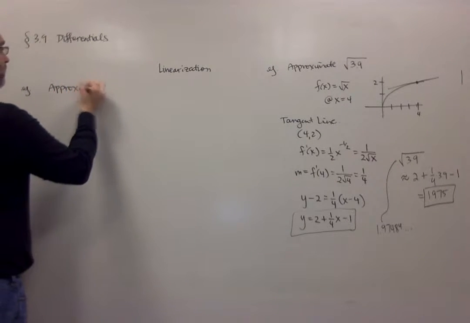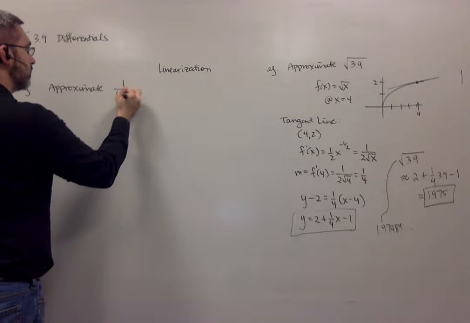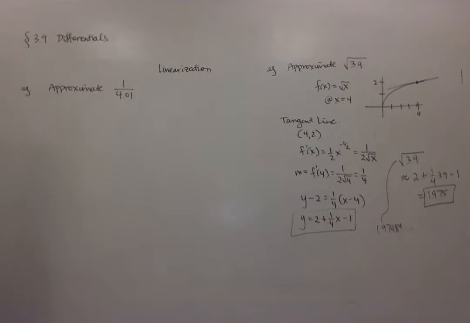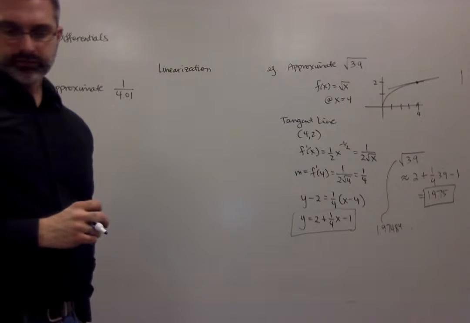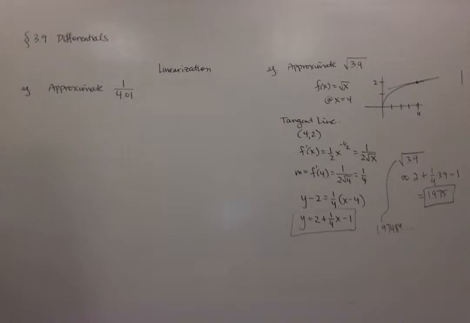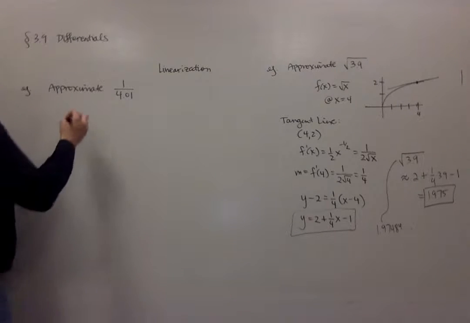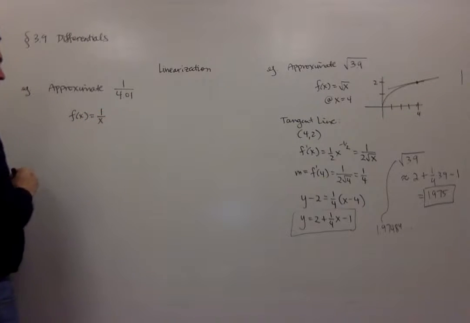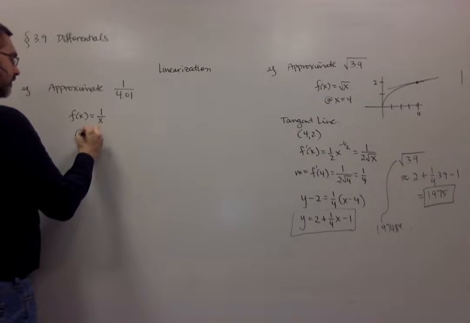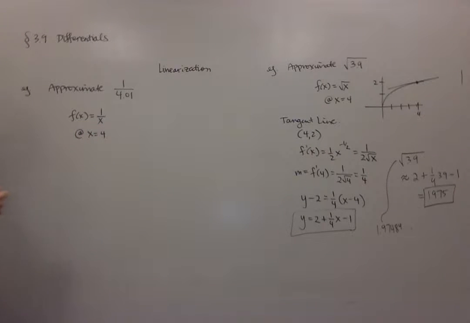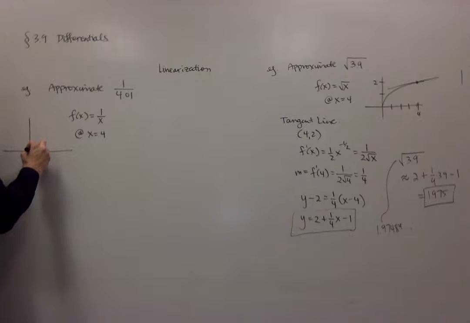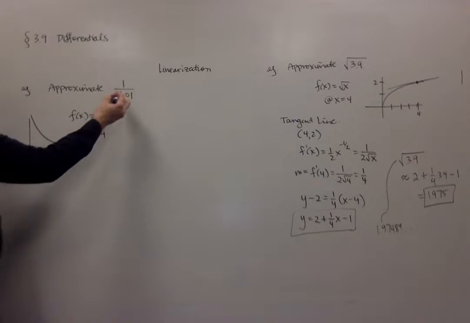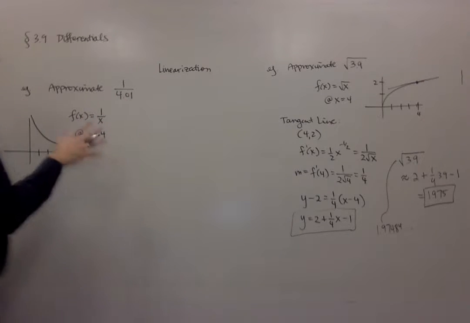Let's approximate 1/4.01. Okay? All right. So 1/4.01. So let's first identify what function we are dealing with. It looks like the function we're dealing with is 1/x. And then we're looking at x equals 4. Okay? So, here's the function 1/x. I would expect this number is about 1/4. It's going to be about 0.25, but I think we can do better.